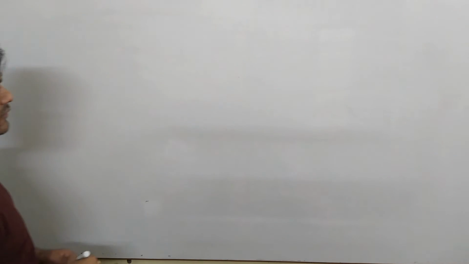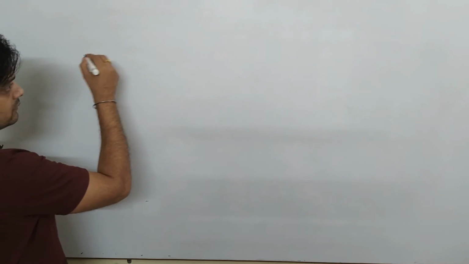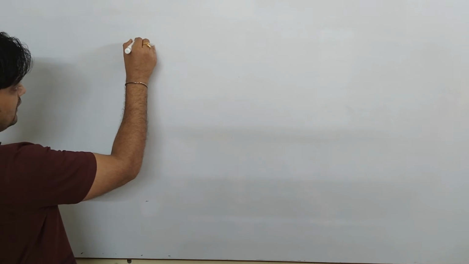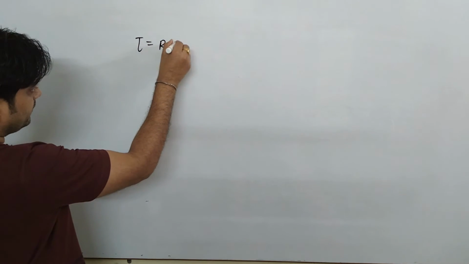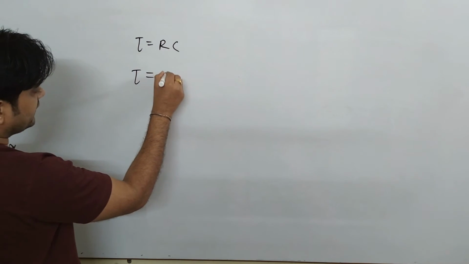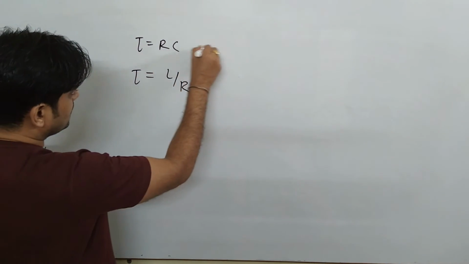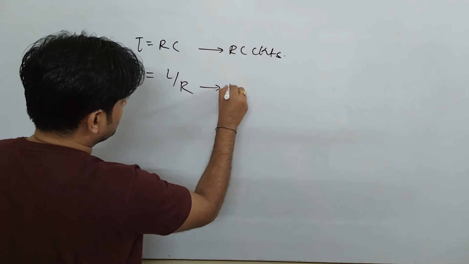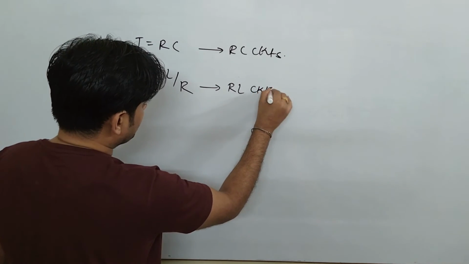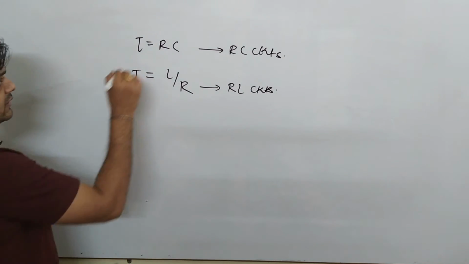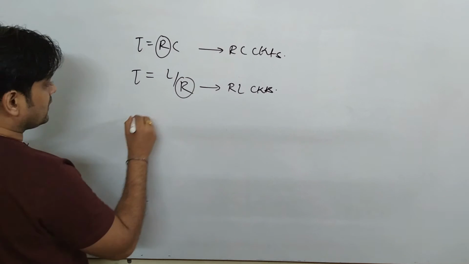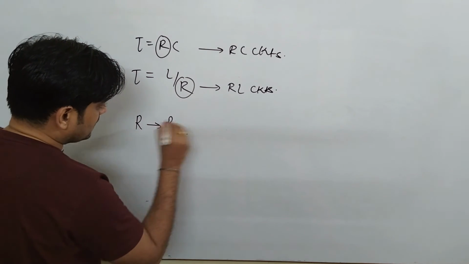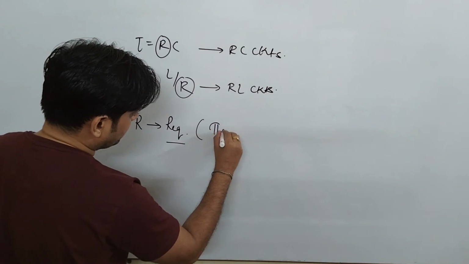So this is all about the analysis of RL circuit. Once again we will see one important thing. In case of RC circuit, tau was RC. In case of RL circuit, it was L by R. This is for RC circuits and this is for RL circuits. Just keep in mind that this R is basically R equivalent. This R equivalent is your Thevenin's equivalent.